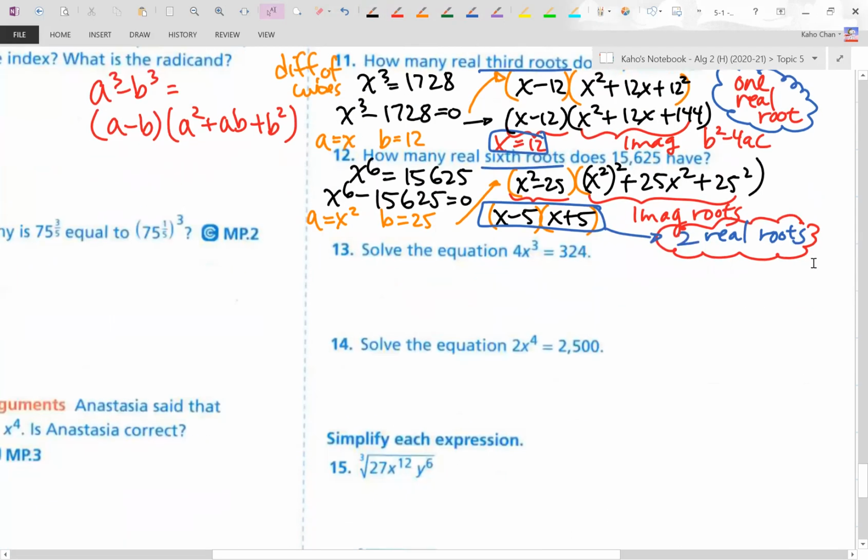All right. Number 13, let's solve this. Let's divide by 4 to both sides. You guys ready to protest? 4 goes into 324, 81 times. Oh, interesting. 81, when you cube root it, is break it downable.